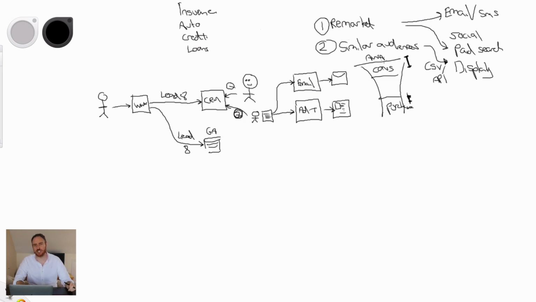So this is what we don't want to do. This is bad in general. It's too manual. It relies on one person, and it's certainly not scalable at all.